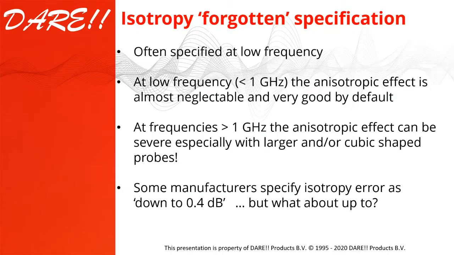If you go back to the background of this: at 1 gigahertz, for example, the wavelength of the signal is 30 centimeters, so quarter wavelength is 7.5 centimeters. If your probe size is not in the same relation to the wavelength of the signal, the anisotropic effects of the probe are negligible. But as soon as you go higher in frequency, for example to 3 gigahertz, where the wavelength is 10 centimeters, quarter wavelength again is 2.5 centimeters, when your probe size is in the same region, then you start to see resonances.